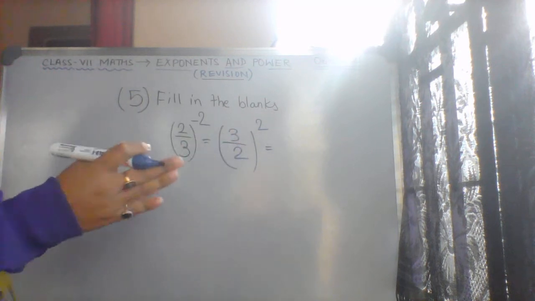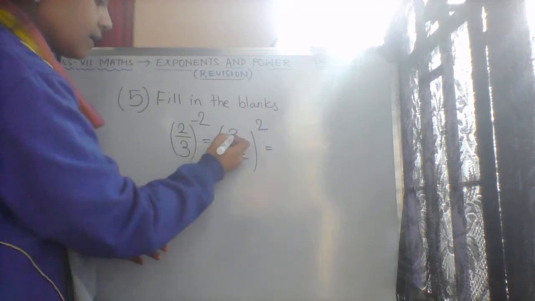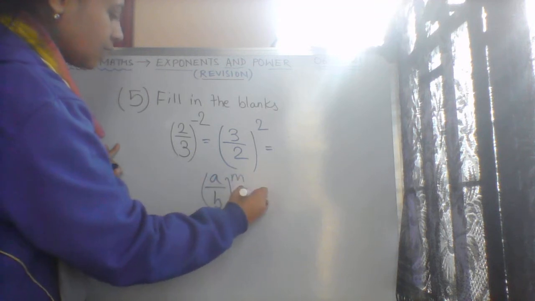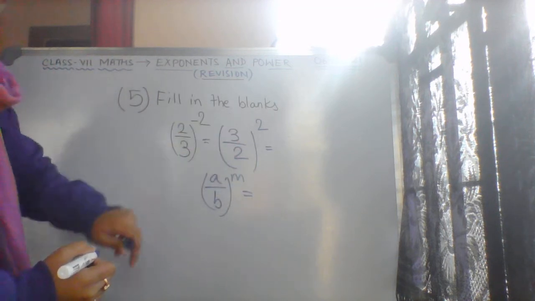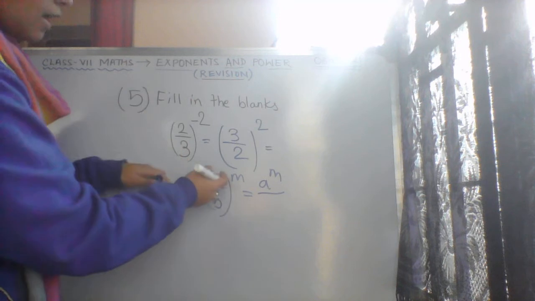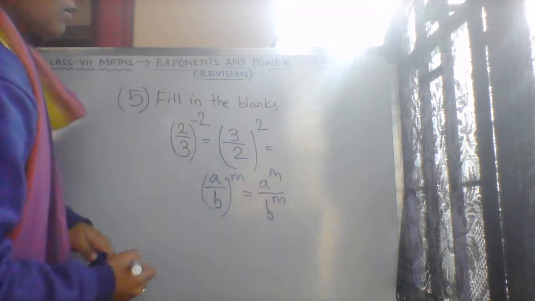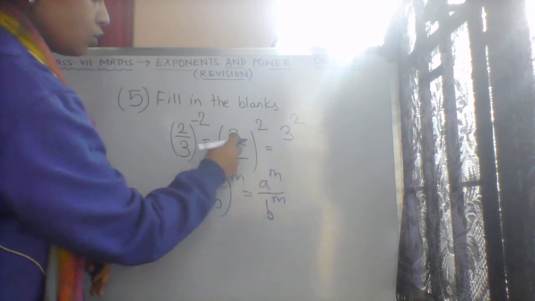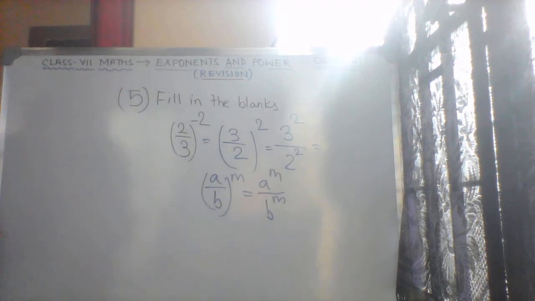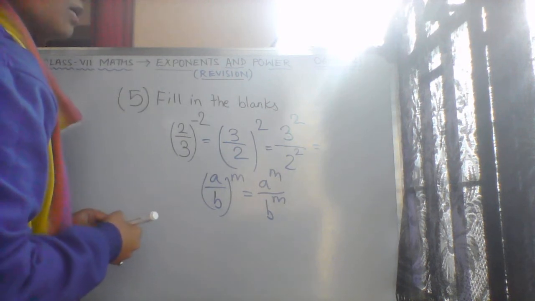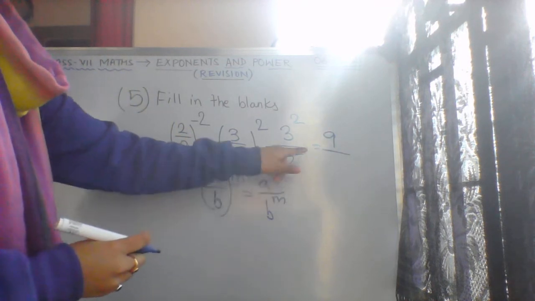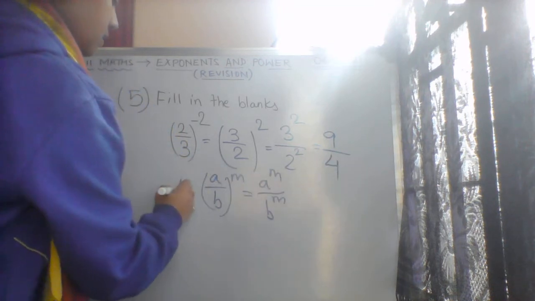Whenever it is in the form of a by b whole to the power m, what we used to write is a to the power m divided by b to the power m. So here also similarly we can write 3 to the power 2 divided by 2 to the power 2. Now you can easily calculate. 3 to the power 2 means 3 into 3, that is 9, divided by 2 square, which means 2 into 2, that is 4.